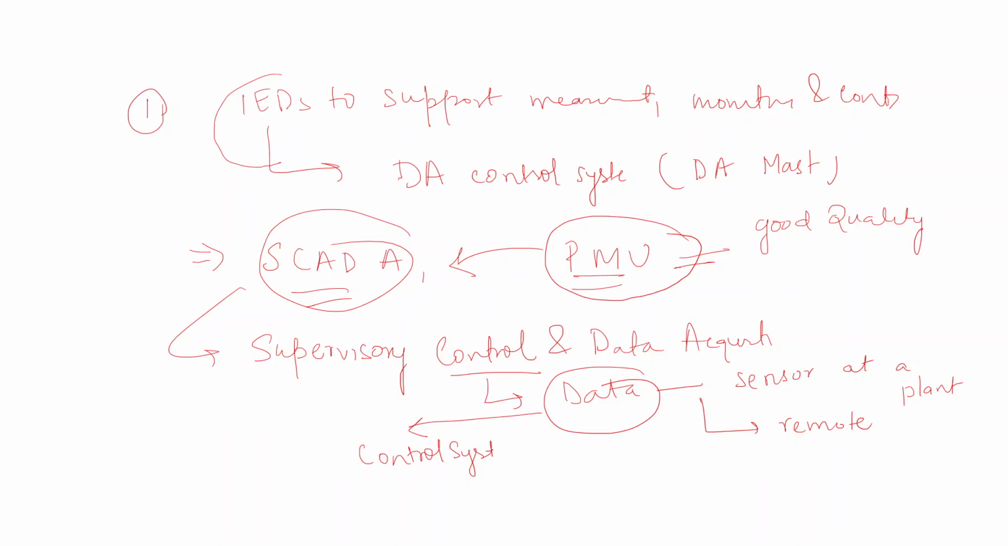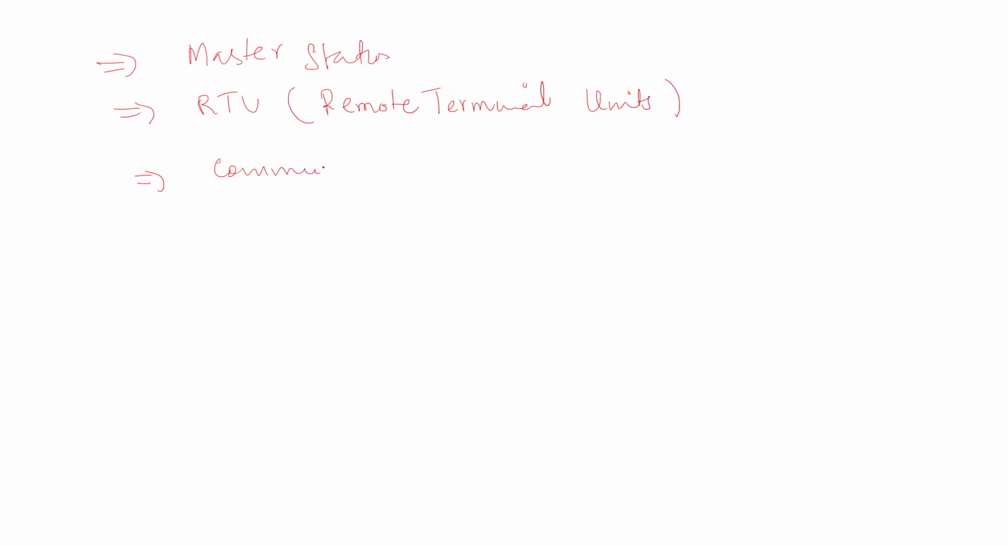The central computer system manages and controls the data. The components of SCADA are, first, the master station, another is the RTUs, which is remote terminal units. And third is the communication, because the communication system will be used by SCADA to transfer the data from the sensor to the master station. Okay. These are the components.